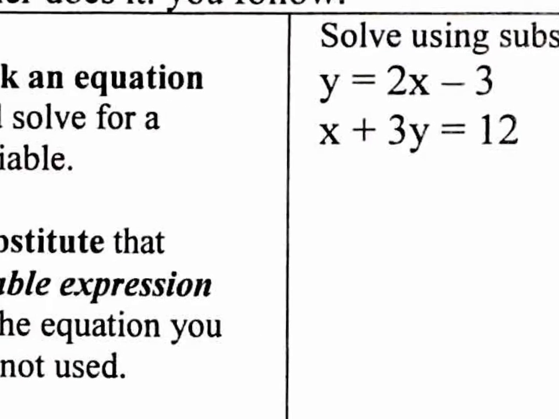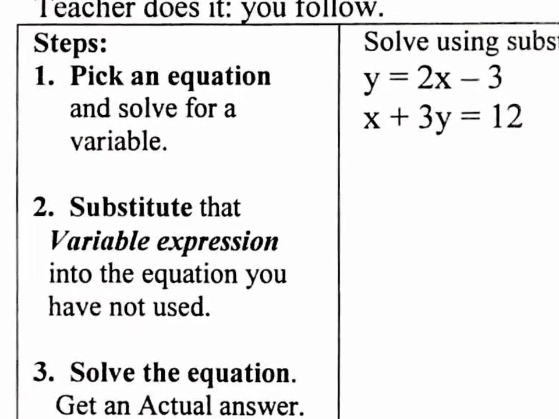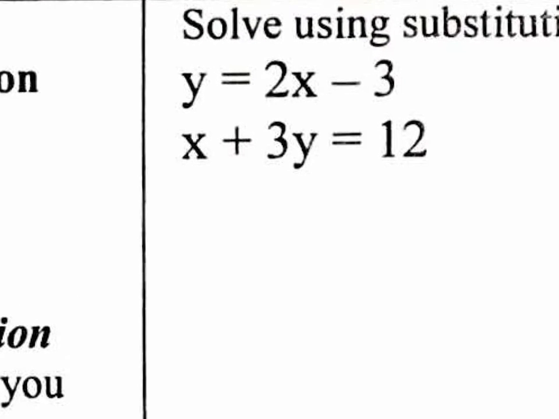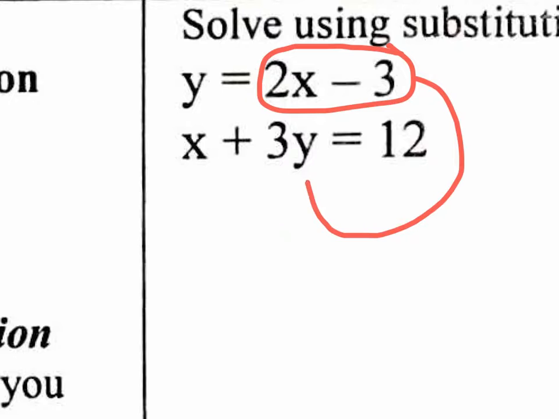Step two, substitute that variable expression into the equation you have not used. Okay, so if I'm picking the top one, I want to circle this variable expression, y equals 2x minus 3, and I want to substitute it into the equation I have not used, which is the bottom equation. And I want to plug it right into the x or the y? The y. Why? Because y equals this, and here's y. And if y equals this, and here's y, this is going to be placed in place of y.